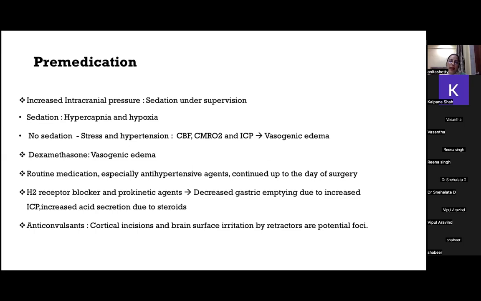But at the same time, no sedation will cause stress and hypertension, especially in a patient where the ICP is not much raised. It can increase the cerebral blood flow, CMRO2 and ICP, and lead to vasogenic edema. So one must take precaution that sedation should be given under supervision.